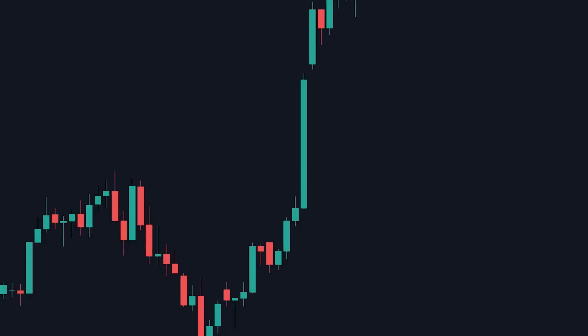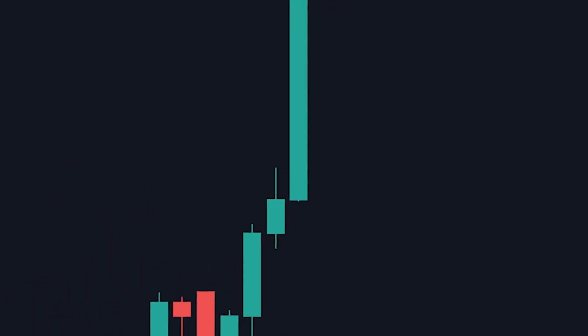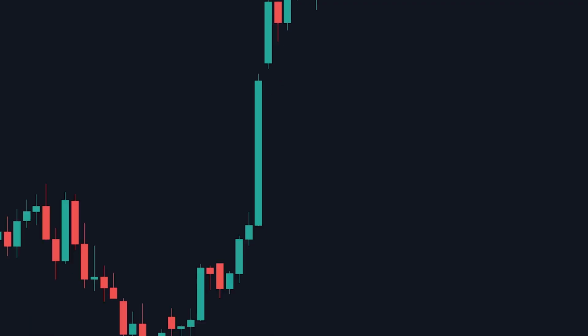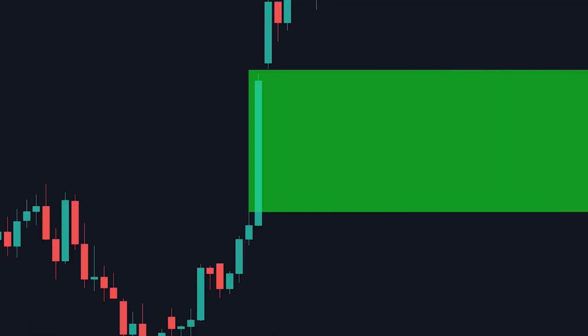First, the gap must be untouched to remain valid. This means the gap's core principle is price moving fast. Price shifts without giving the other side time to react. This zone must remain untested for the setup to work.